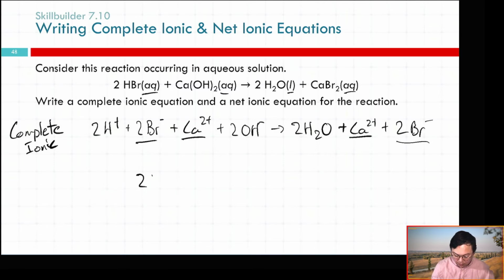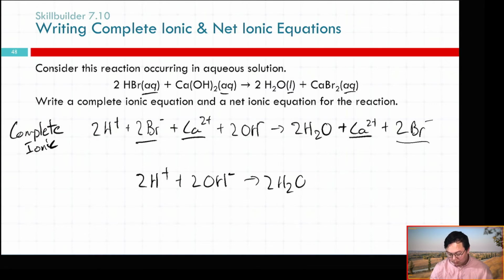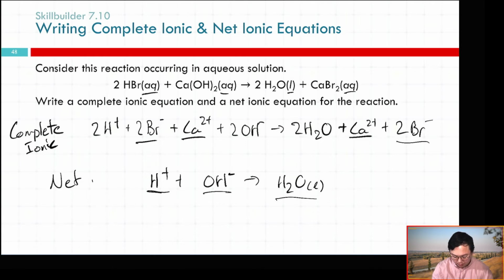So then we have 2H plus 2OH minus makes 2H2O. Again, liquid. So we can remove these coefficients actually, because it's balanced. And for our net ionic equation, we want the simplest form. So our hydrogen ion is combining with hydroxide to form water. And so then this is our net ionic.